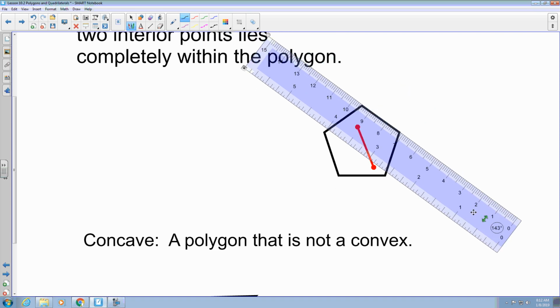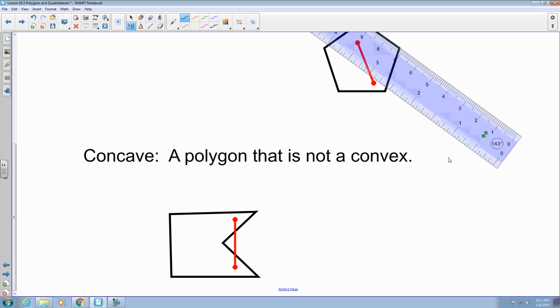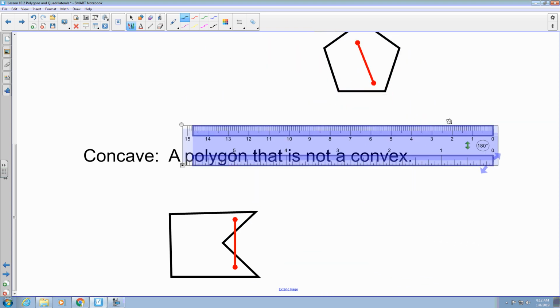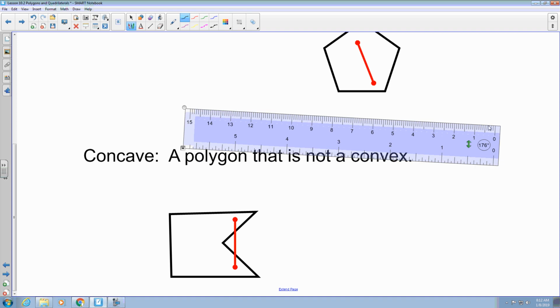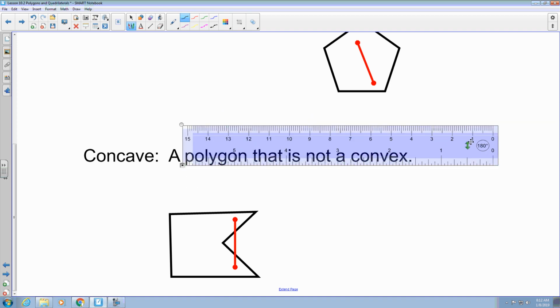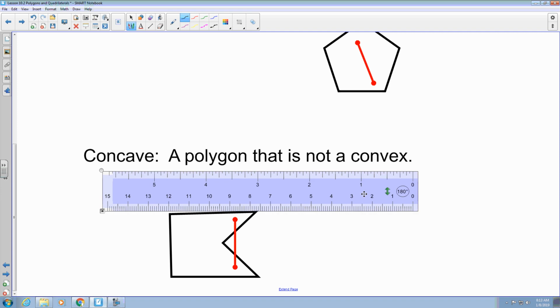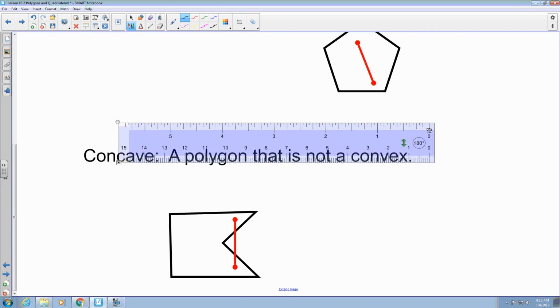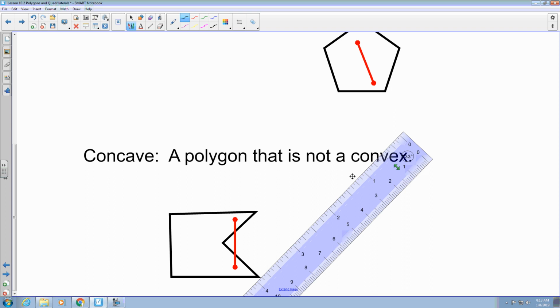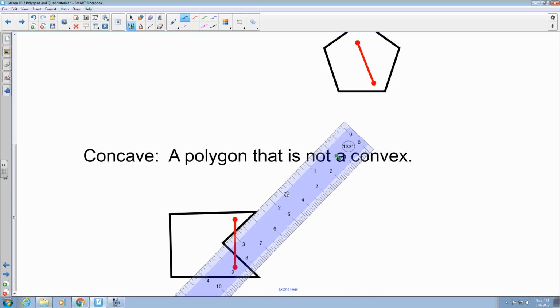Now, concave, all you have to do is find one. So there may be some instances where it doesn't work, where it would be okay. Like for instance, right here, it doesn't touch. But if I go to this side over here, I get the intersection right here.